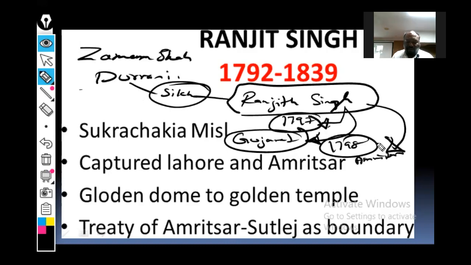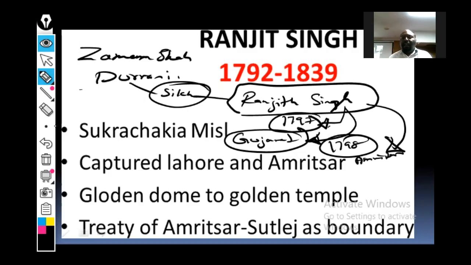When he defeats the Afghan people, what happens? Now he wanted to control the entire Sikh area. To control the entire Sikh area, the various factions there had to be brought under him. What did Ranjit Singh do for that? Ranjit Singh goes and captures the Lahore area.